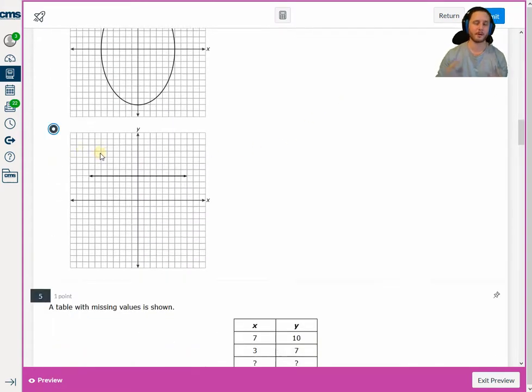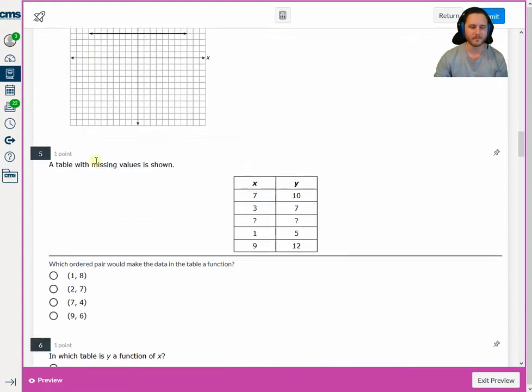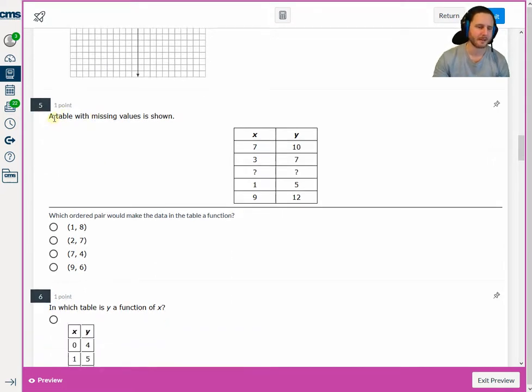This one, although it's weird that it is just flat horizontal, it passes my vertical line test. I can draw a vertical line anywhere on this graph, and it will not cross that line. So that works. For number 5, a table with missing values is shown, and it's asking what value could I put here that would make this be a function, meaning we need a value that it does not start with 7, 3, 1, or 9. Well, the only option choice left is 2.